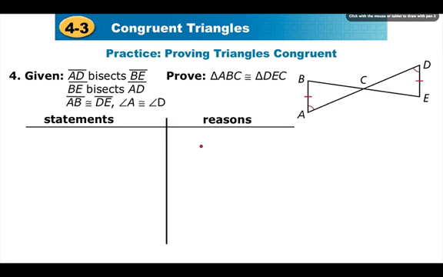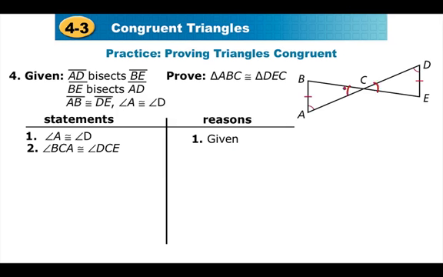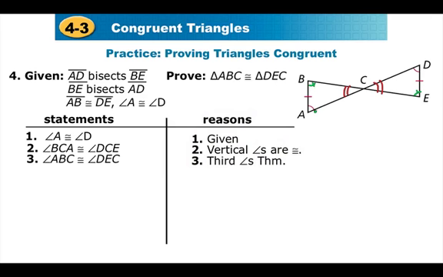So here we go. I'm given that angle A is congruent to angle D. So that's my reason. Number 2, BCA is congruent to DCE, and I'm talking about these two angles. Why are they congruent? Because they are vertical angles, or the vertical angles theorem is the reason. Number 3 says angle ABC is congruent to angle DEC. So I'm looking at, let me change the color here, this angle congruent to this angle. And why? This is by the third angle theorem.